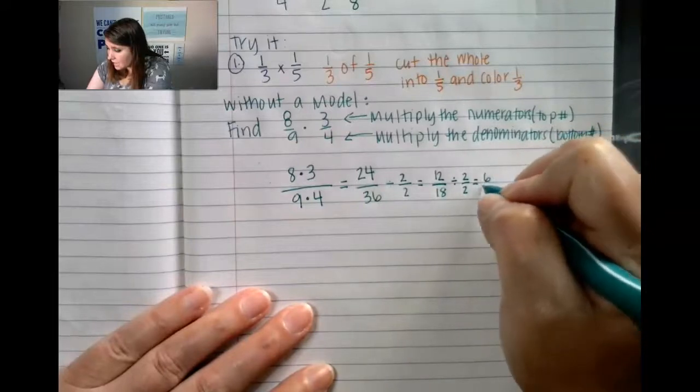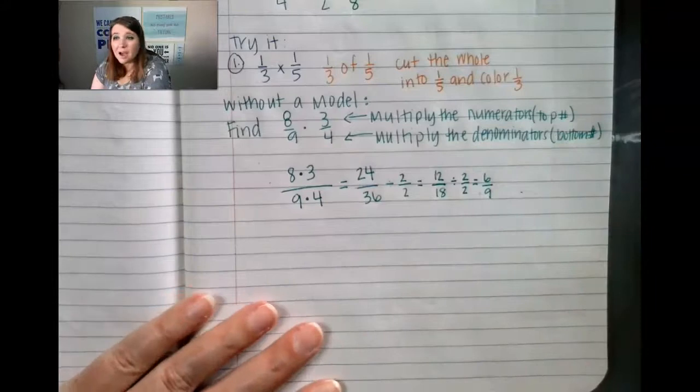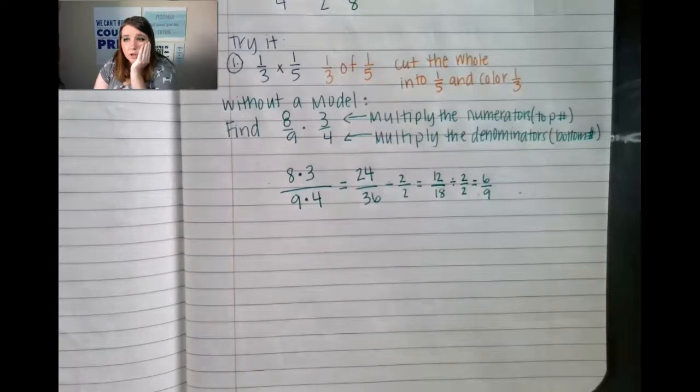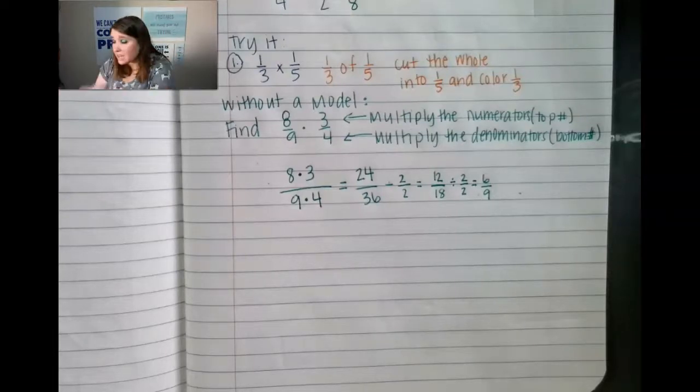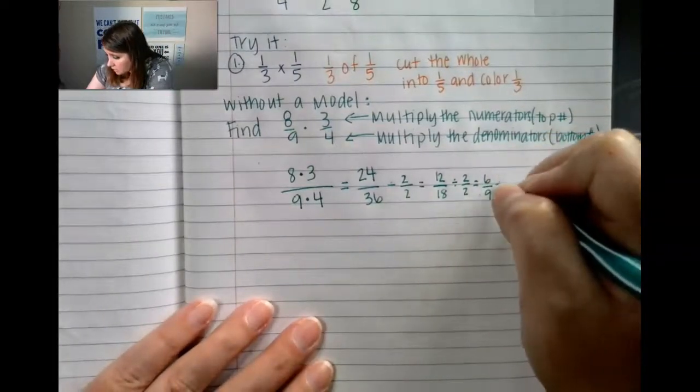And I get 6 over 9. And I could even divide it again. Do you see another number that makes this even smaller? Another number that 6 and 9 both have in common? 3? You are totally right. Yes, 3 can go into both of these numbers.